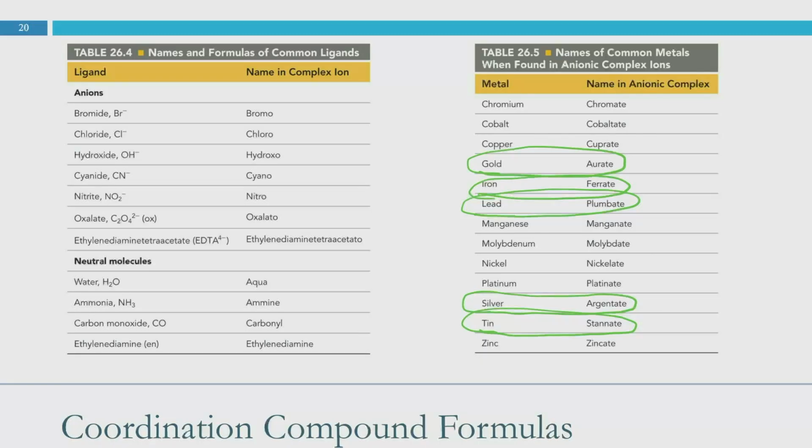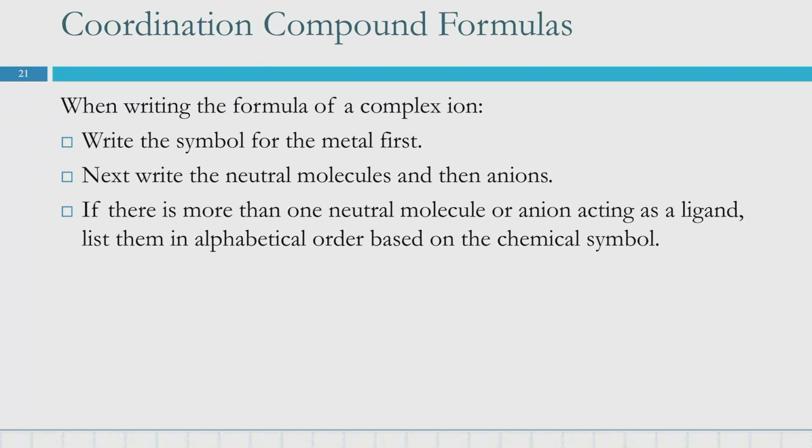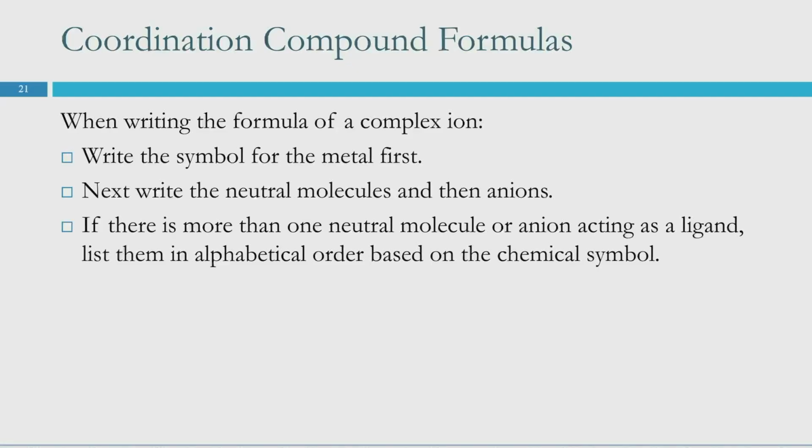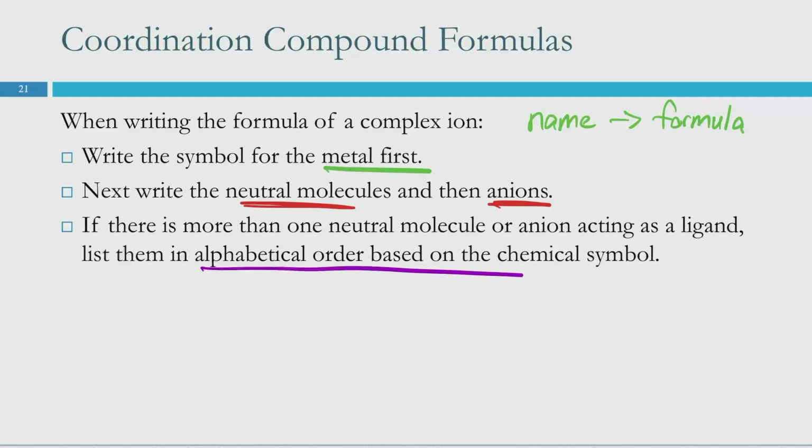It's more that you should be able to recognize, hey, I need to do a name change. I should go look at a table to figure out what the name change is going to be. When we're writing the formula for a complex ion, write the symbol of the metal first, then write the neutral molecules, and then the anions. So if we're working from a name to a formula, metal first, then neutral, then anions. And these also go in alphabetical order based on the chemical symbol, if we have multiple types of neutral molecules or multiple types of anions, specifically things that are acting as ligands.